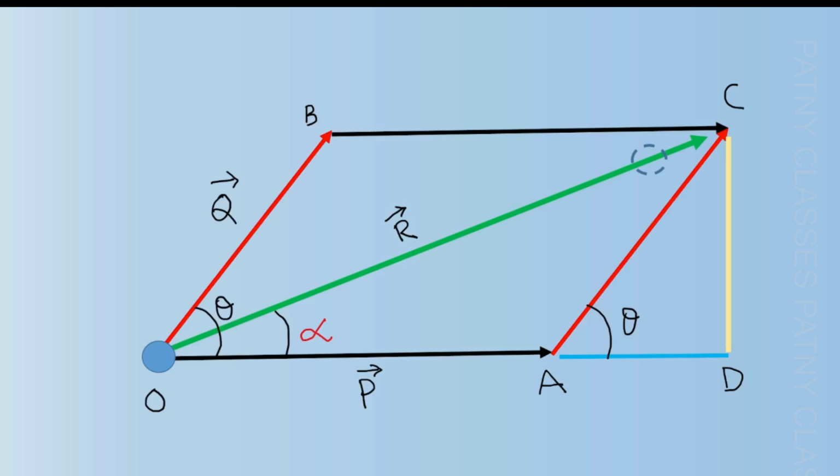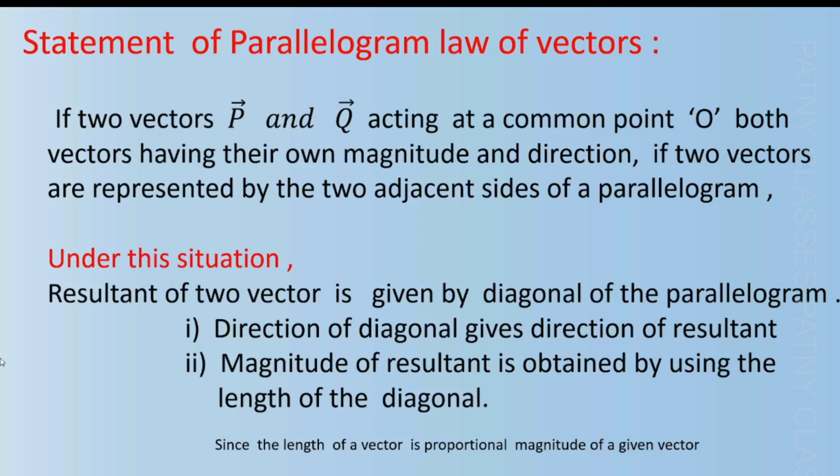Therefore, the length of the diagonal gives the resultant force or resultant vector due to vector P and vector Q acting at the common point O. Both the vectors are adjacent sides of the parallelogram. Now let's see how we can prove this statement by following the expression for the resultant of vector P and vector Q, which is directed along the diagonal of the parallelogram.